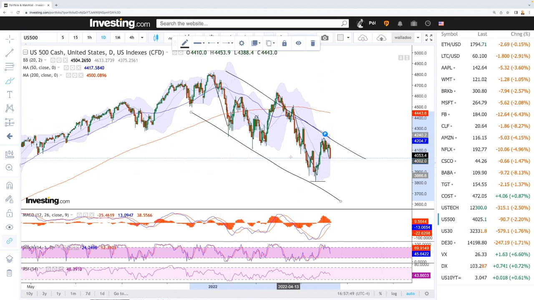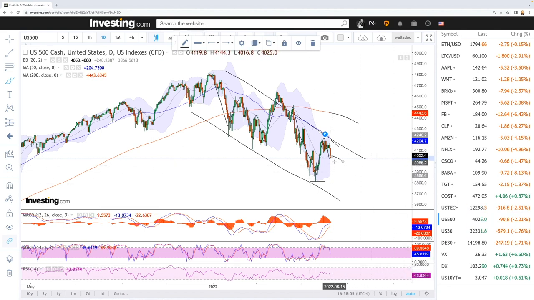We are finding major resistance every time we get towards these moving averages: the 200, the 50, and the 20 simple moving average. If you look at technical indicators, we can see the MACD is turning around, it's still bullish, the stochastic is bearish, and the RSI is bearish as well, and there's a lot of room to the downside.